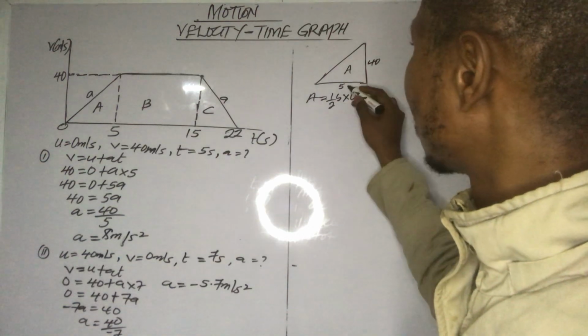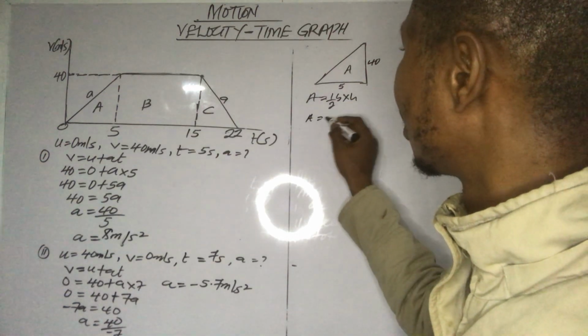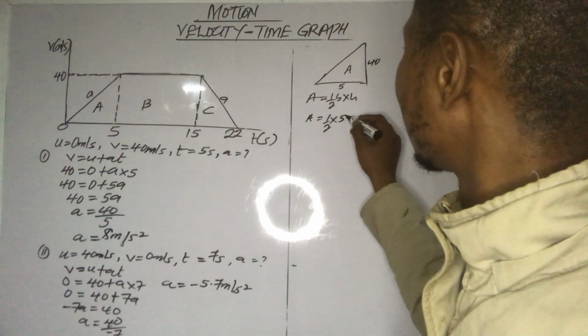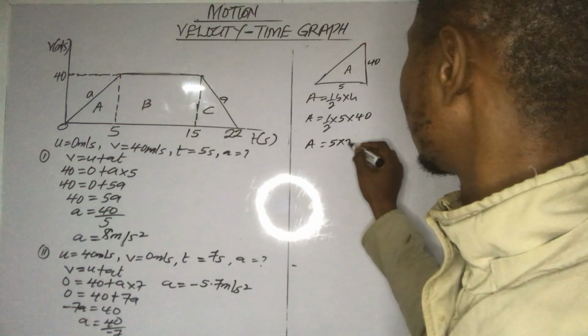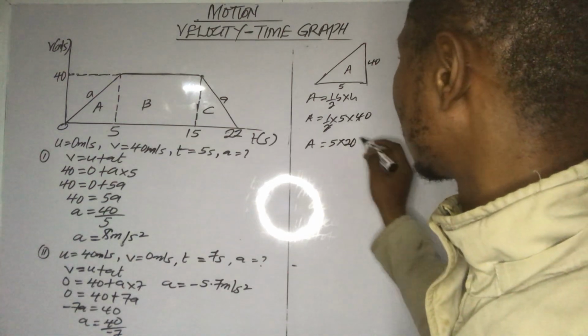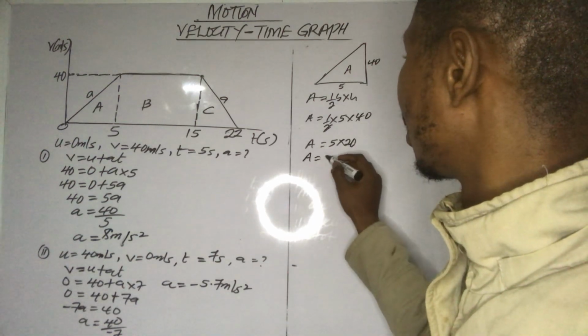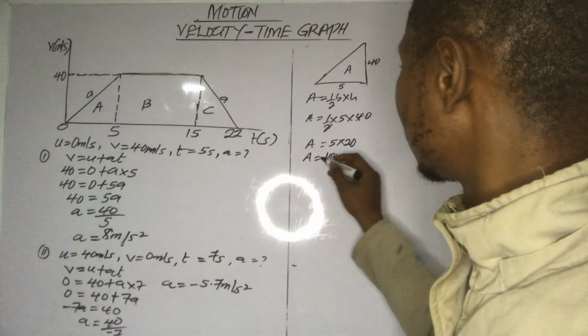So if I use half of the base times height, I will have A is equal to half times 5 times 40. That's 5 times 20. This and this can cancel. So you have A equal to 100 meters.